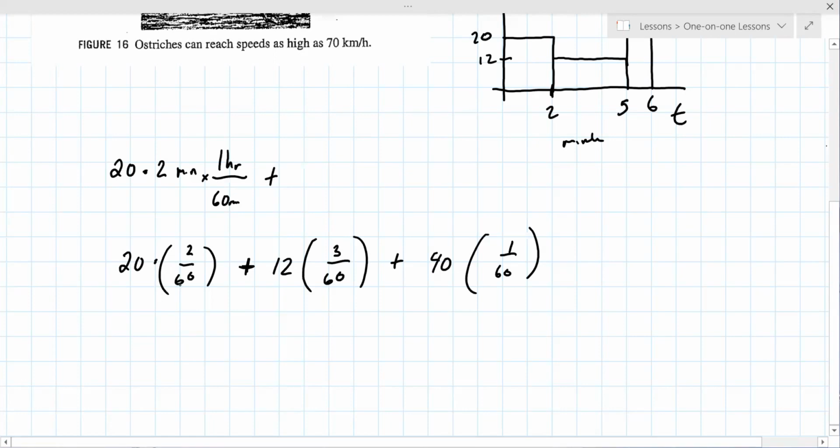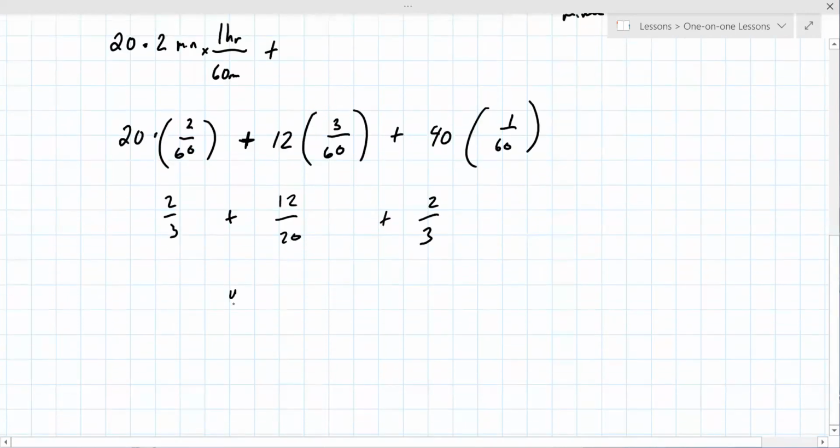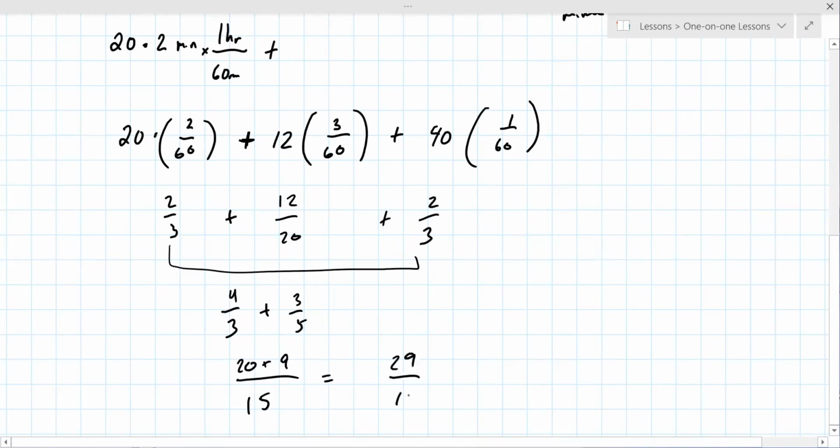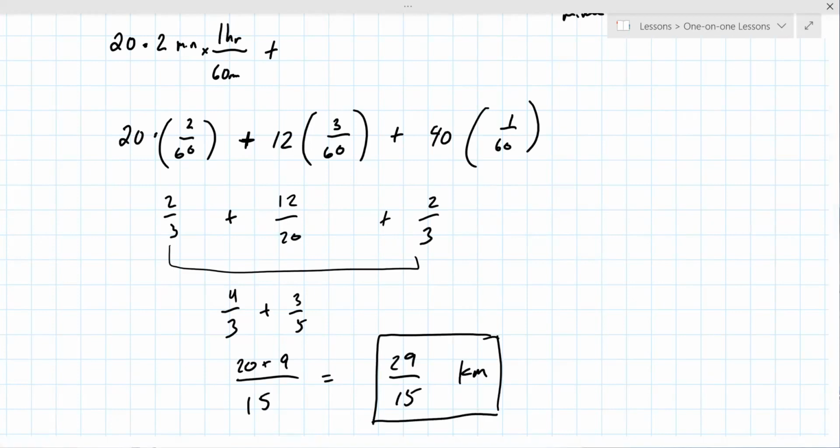So this is 1 over 30. So this ends up being 2/3 plus this is 1 over 20. So this is 12 over 20. And this is 40 over 30. This is 2/3. So this becomes 4/3 combining these two. And this looks like 3/5. And then you can combine these together. So that's 20 plus 9. So this is like 29 over 15 kilometers is the distance traveled. Okay. All right, so let's look at number 3.